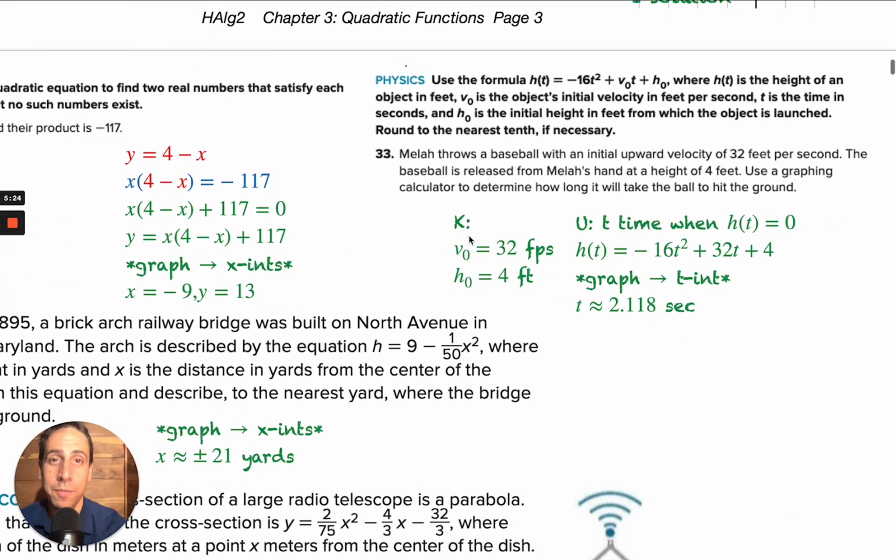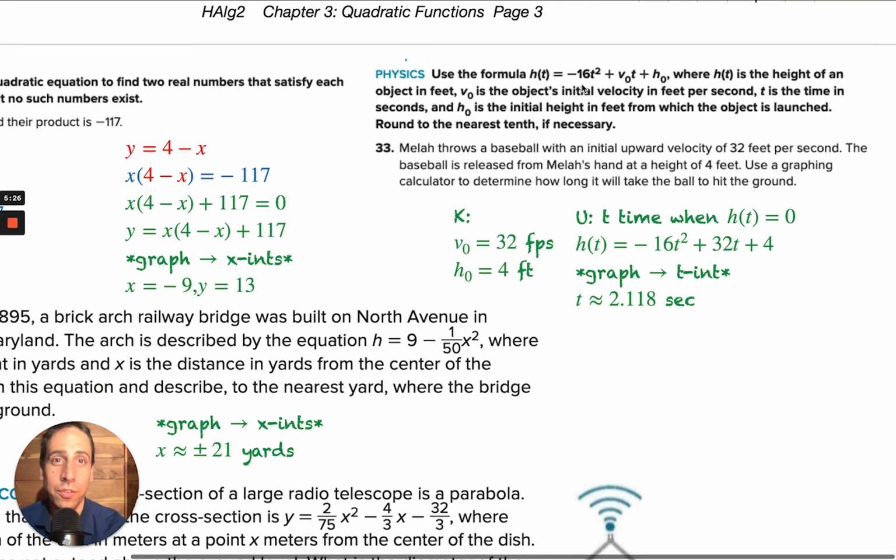Physics. Love them physics. So use the formula for height, h of t equals -16 t squared plus v0, the initial velocity, times t plus the initial height. Mela throws a baseball with an initial upward velocity of 32 feet per second. Oh, this 32, that's going to be the initial velocity right here. The baseball is released from Mela's hand at a height of 4 feet, which is right here. Use a graphing calculator to determine how long it will take the ball to hit the ground.